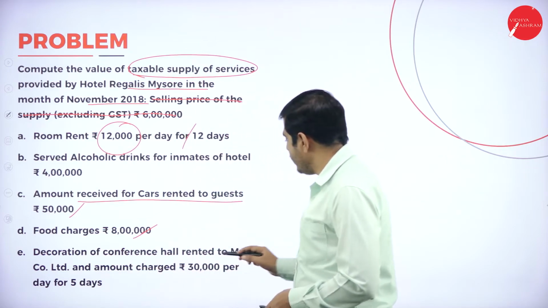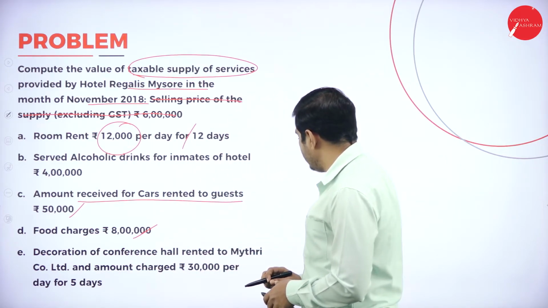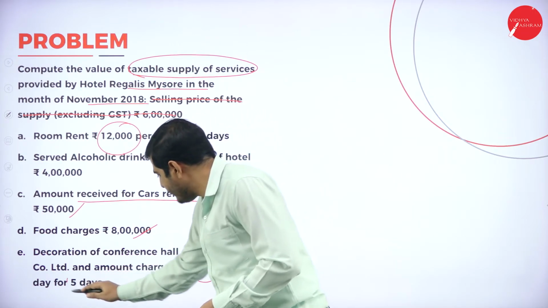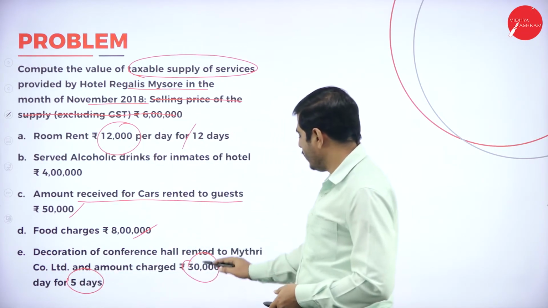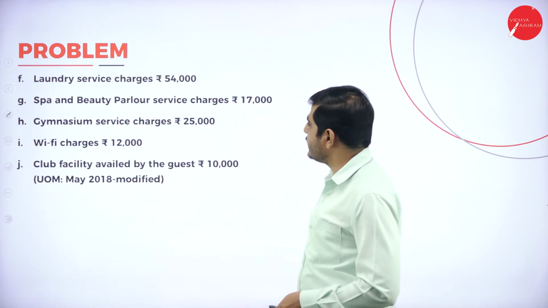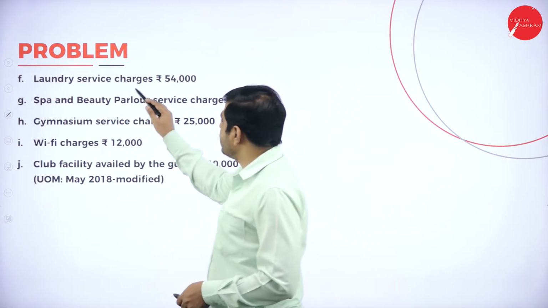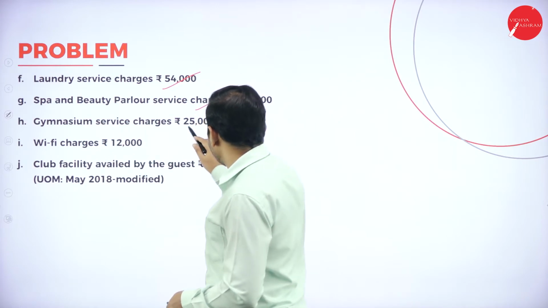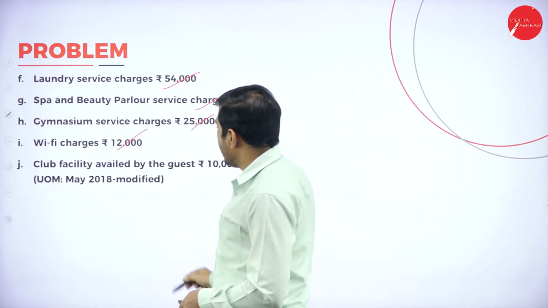Decoration of the conference hall rented. So how much is it? 30,000 per day, and we used the hall for 5 days. So 30,000 into 5 days, we can add this. Next point, laundry service charge we can add. Spa and beauty parlor we can add. Gymnasium we can add. Wi-Fi charges we can add.